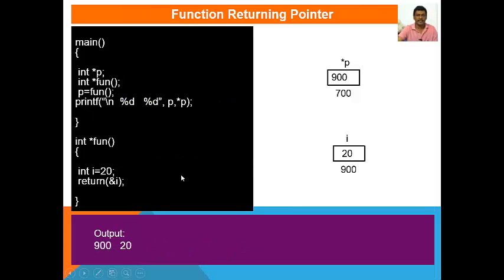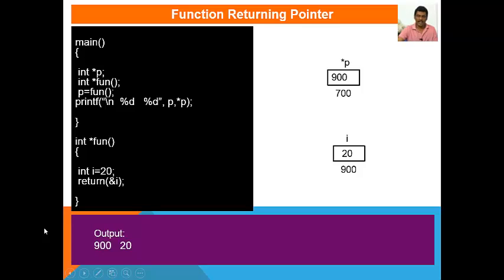Function returning pointer. Normally a function returns an integer. By default, all functions return only one value, but the default return type is integer. If you declare or do not declare, it returns integer. If we want to return float or double, we must declare the function. Otherwise it returns an integer value only.